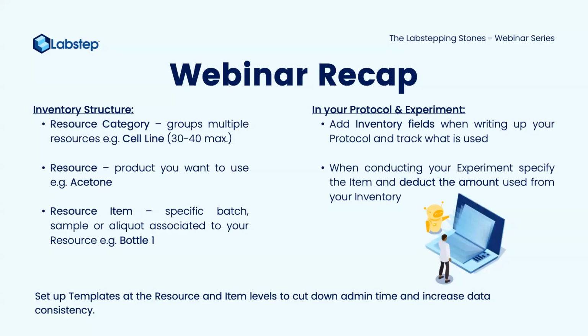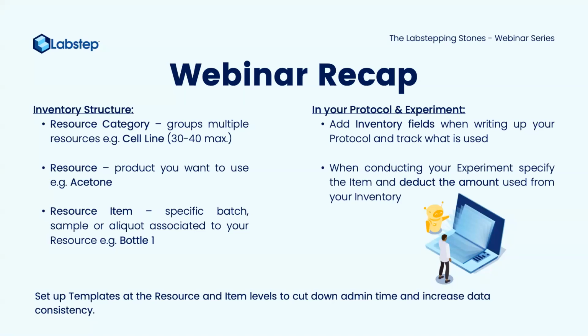All right, so today we've seen the inventory structure. So we know that there are 3 levels to inventory structure. So first, the resource category, which basically groups multiple resources like cell line, and is usually 30 to 40 resources maximum per category. And then the resource, that's the product that you want to use, like acetone. And then your items, which are described by your specific batch, sample, or aliquot that are always associated to a resource, like bottle 1, carton 1, or bag 1.